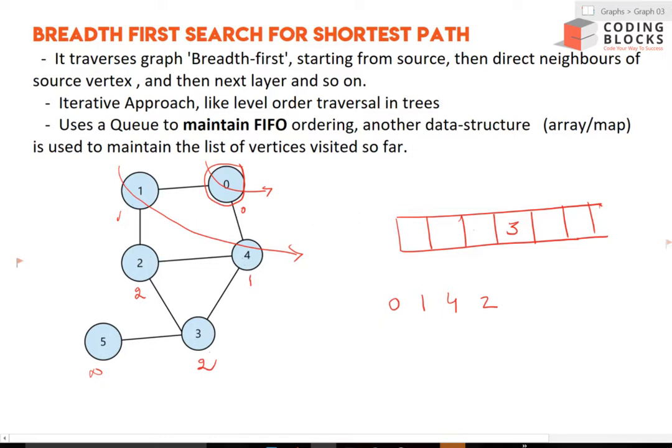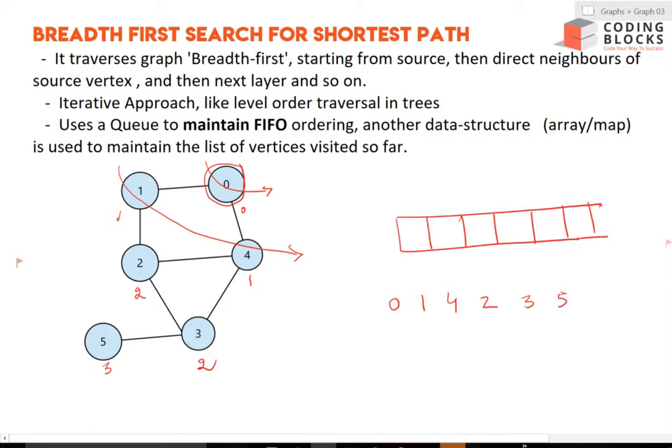Finally I will pop out 3 and I will push 5. So 5 is explored by node 3, so 5 will be at a distance of 3, because the distance of the child node is nothing but the distance of the parent node plus 1. This is very simple logic, a pretty obvious one. I update the distance of 5 and push 5 into the queue, and finally I pop out 5.